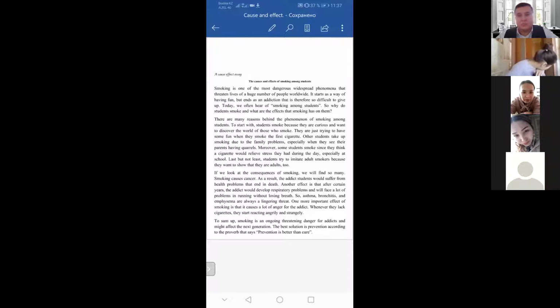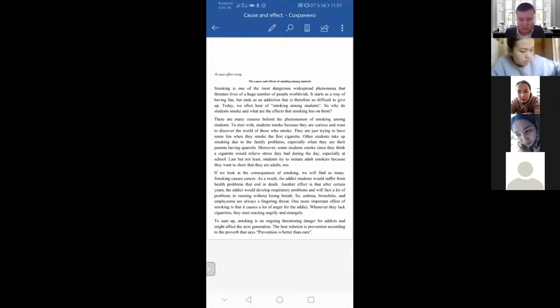They are just trying to have some fun when they smoke the first cigarette. Other students take up smoking due to their family problems, especially when they see their parents having quarrels. Moreover, some students smoke since they think a cigarette would relieve stress they had during the day, especially at school. Last but not least, students try to imitate adult smokers because they want to show that they are adults too. If we look at the consequences of smoking, we will find so many.